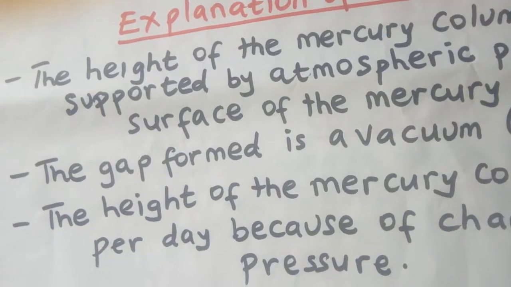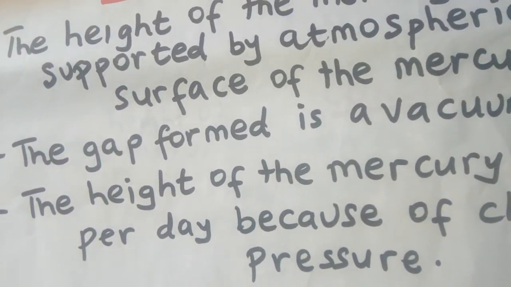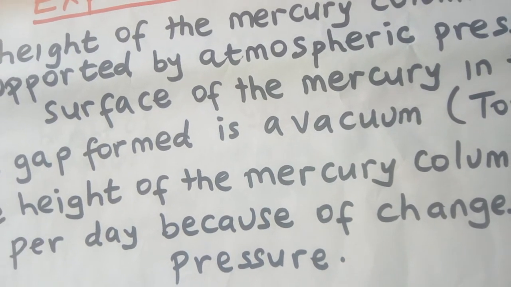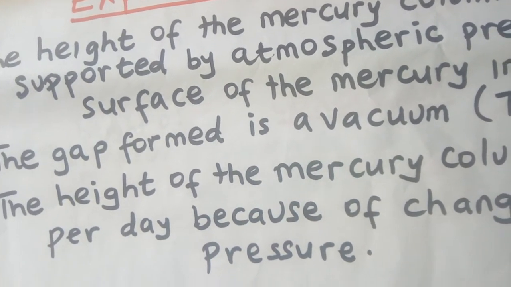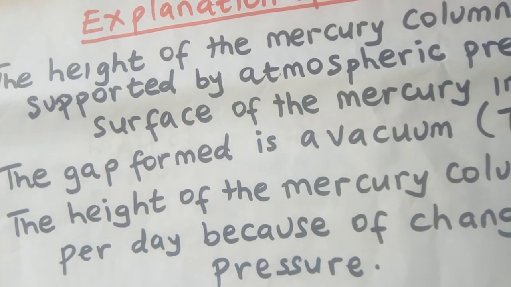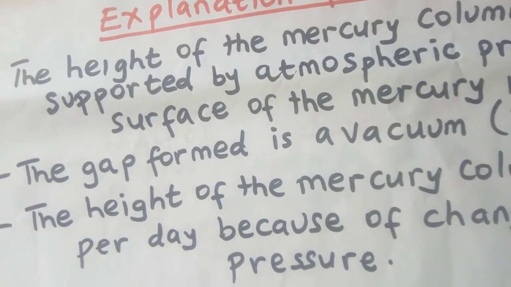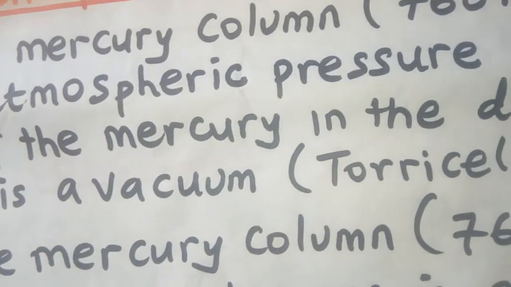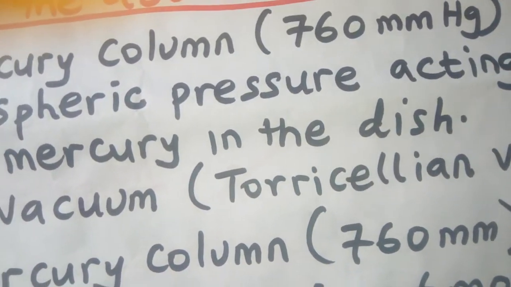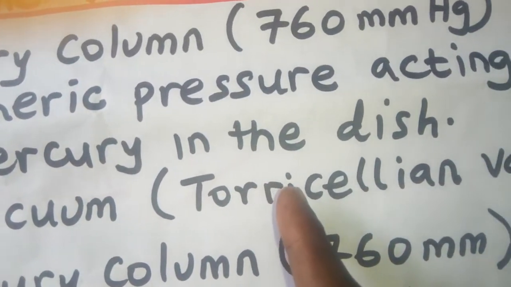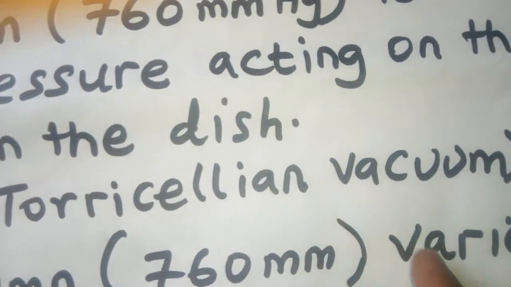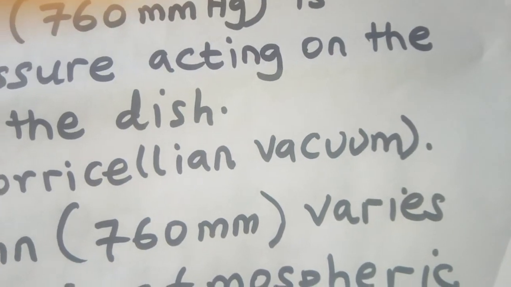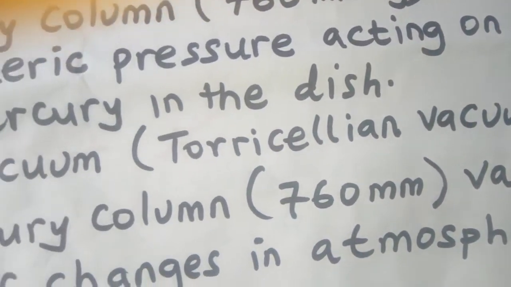What about the second one, about the gap? The gap formed is a vacuum. So after doing chemical tests, he discovered that there is no air there. Instead, that place is a vacuum. And because it is a vacuum, he gave it his name. Remember, his name is Torricelli. So he called the vacuum Torricellian vacuum. So that vacuum has a name. It is called Torricellian vacuum.